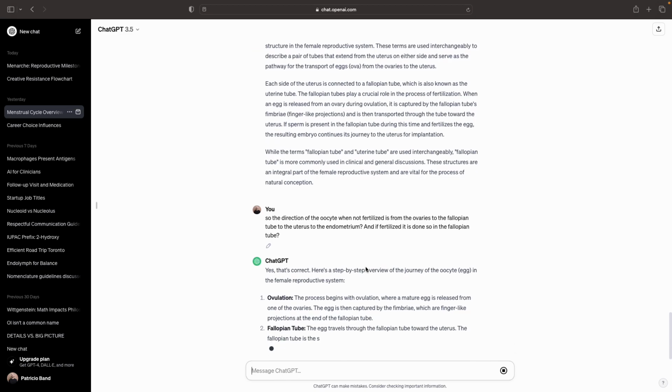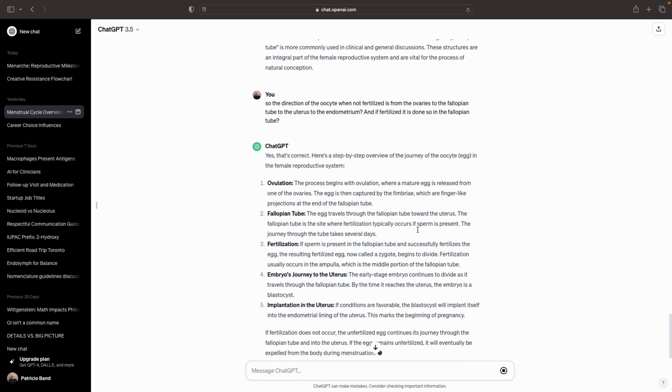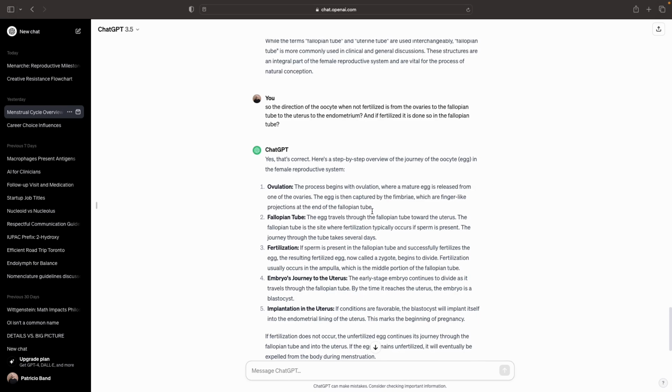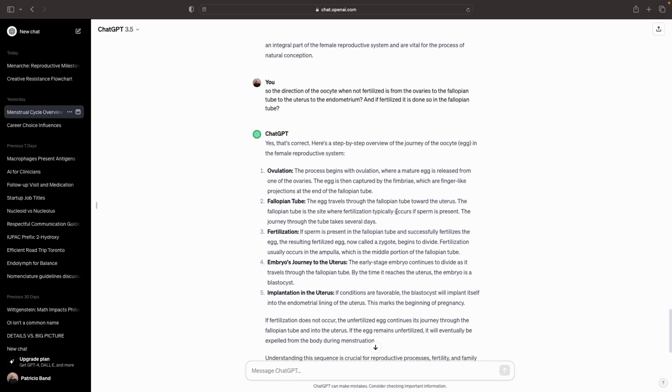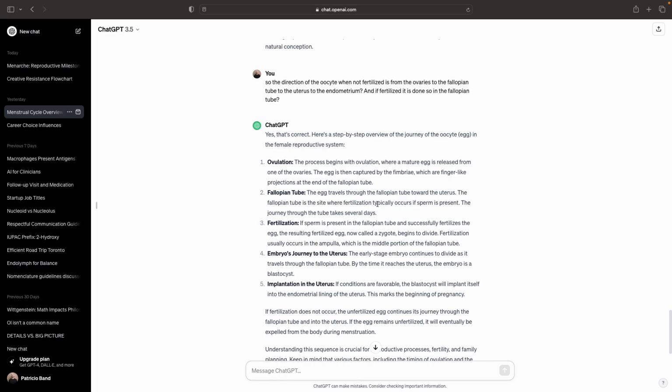Yes, that's correct. So we have the ovulation. The mature egg is released from one of the ovaries. The egg is then captured by the fimbriae, which are finger-like projections at the end of the fallopian tube. The egg travels through the fallopian tube towards the uterus. The fallopian tube is the site where fertilization typically occurs if sperm is present. The journey through the tube takes several days.